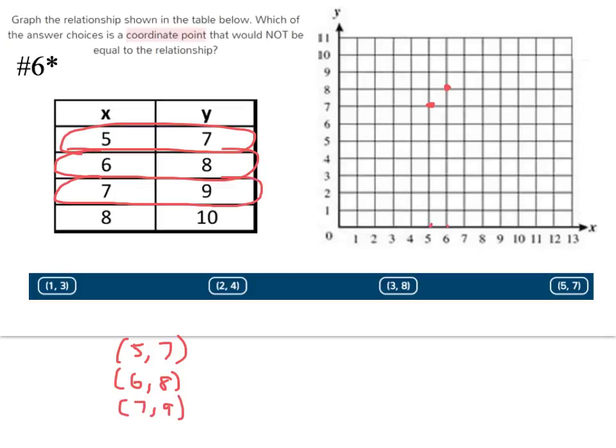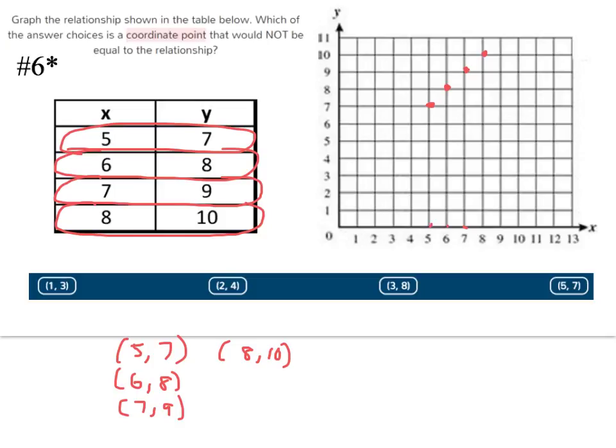So on the x-axis, let's go over to 7, which is here, and I'm going to go up to 9. And the last one, 8, 10. Let's go over on the x-axis to 8, and we're going to go up to 10. So notice all the points that we just graphed kind of form a nice straight line if I was to connect it. So let's go ahead and do that right now.